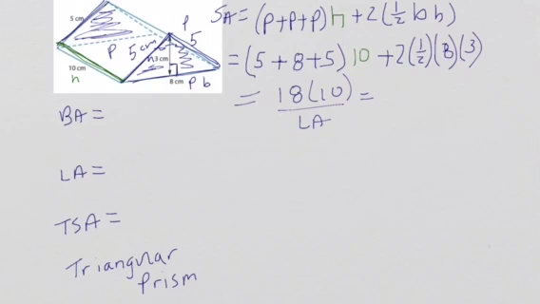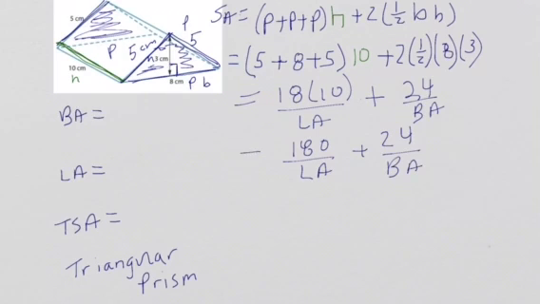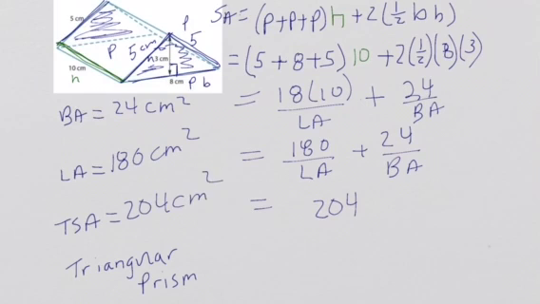And then I'm going to add that to 2 times a half, which is 1, times 8 times 3, which is going to be 24, which is going to give me my base area. So 180, which is my lateral area, plus 24, which is my base area, is going to give me my total surface area of 204. So my base area is 24 centimeters squared, lateral area 180 centimeters squared, total surface area 204 centimeters squared.